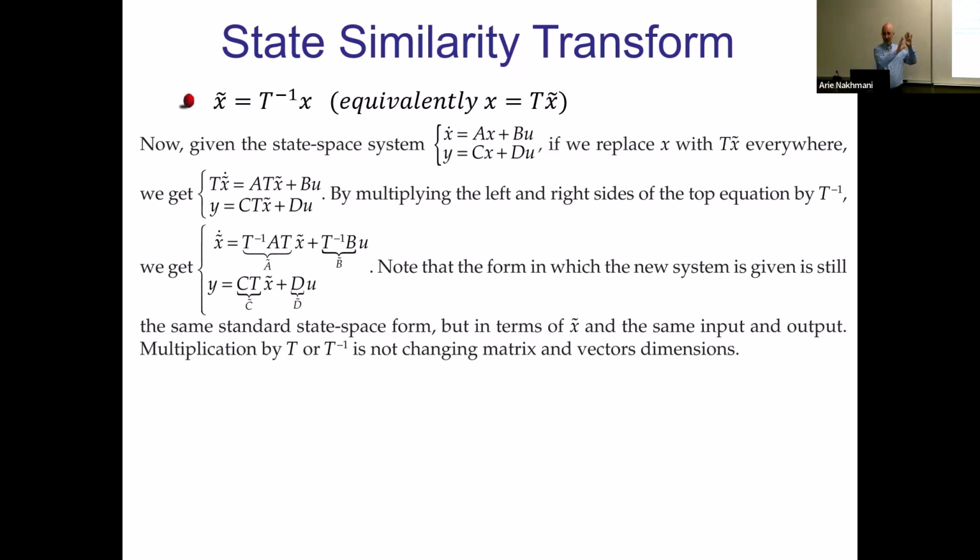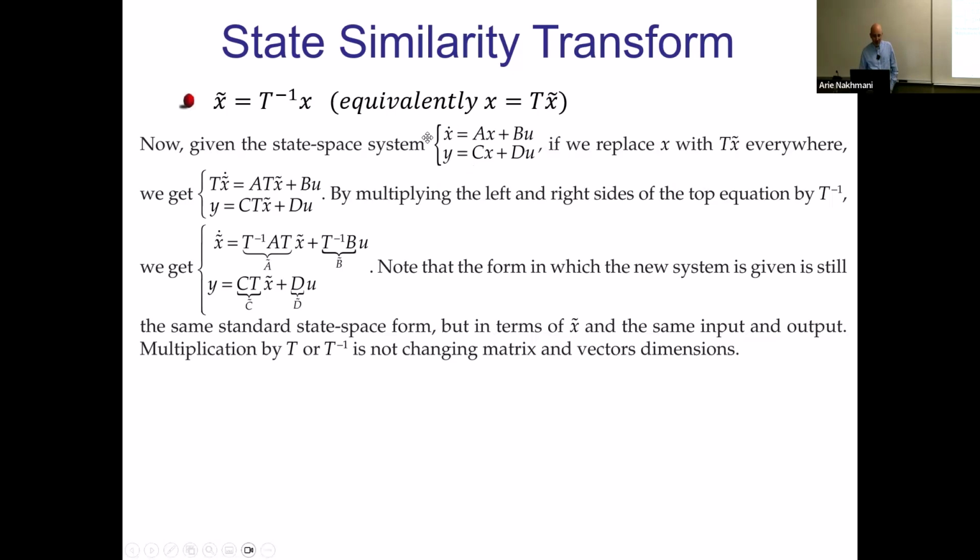You'll have completely different state space representations, but all of them will have an equivalent transfer function: same poles, same zeros, same eigenvalues, okay? And I will show why. Let's develop that a little bit just to see how it works.